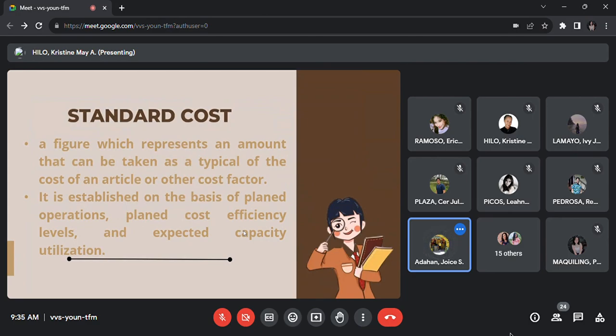Standard cost is a figure which represents an amount that can be taken as typical of the cost of an article or other cost factor. And it is established on the basis of planned operations, planned cost efficiency levels, and expected capacity.